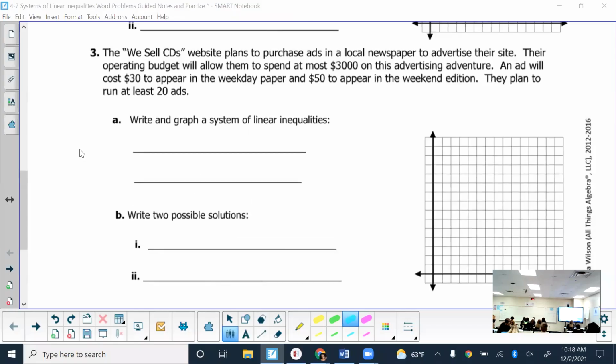So the We Sell CDs website wants to purchase an ad in the local newspaper. Their budget, and I'm going to kind of paraphrase this, allows them to spend at most $3,000. An ad costs $30 to appear in the weekday paper and $50 to appear in the weekend paper. They plan to run at least 20 ads. So first, what did I say is a good place to start? Any totals? What's one of the totals?